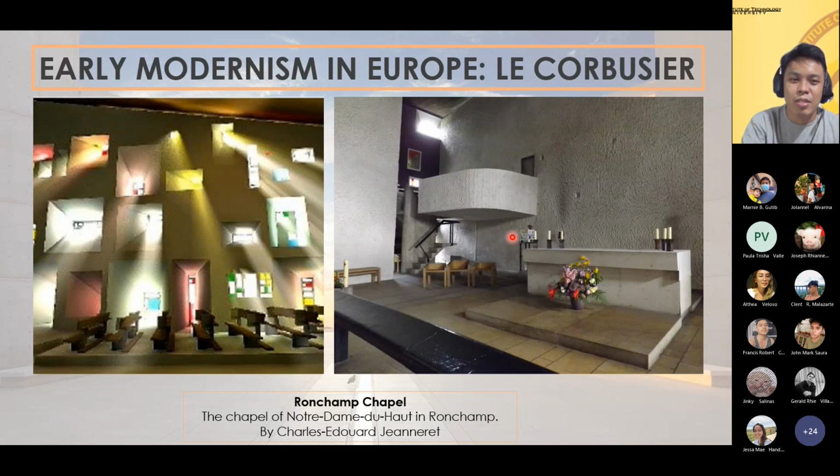So nigamit siya og mga stained glass or mga colored glass so that the light nga mo go inside sa iyang structure, sa iyang chapel, is in different colors. So, pero ingon ka simple na iyang altar. Okay. So that's modernism for Le Corbusier.